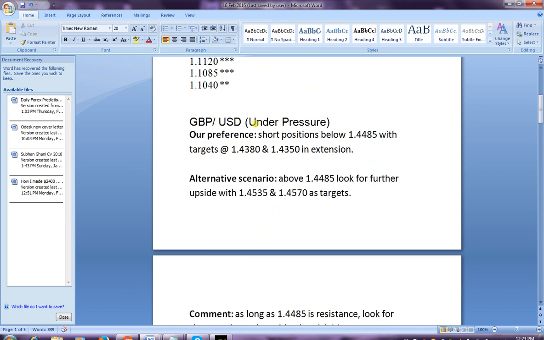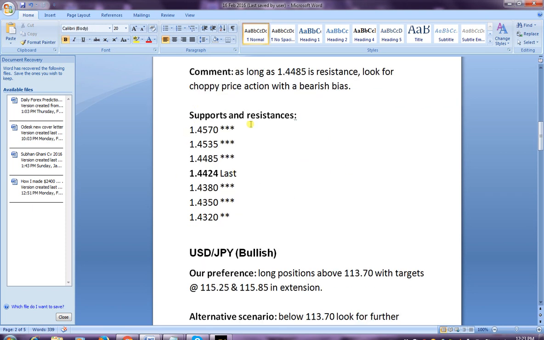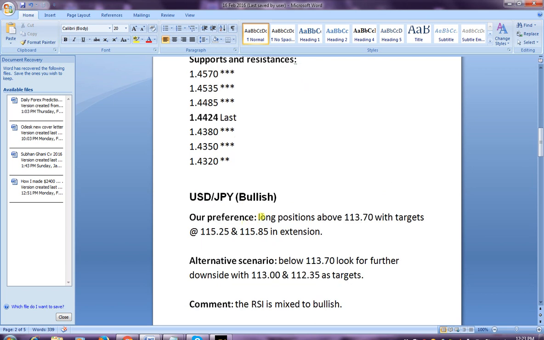GBP/USD is also under pressure. Take your short position below 1.4485 with targets 1.4380 and 1.4350 in extension. As long as 1.4485 is resistance, look for choppy price action with a bearish bias. Draw these support and resistance lines, they will help you in your trading.